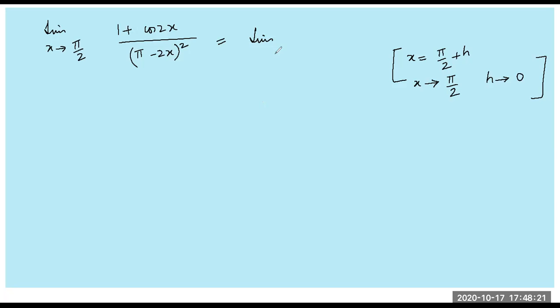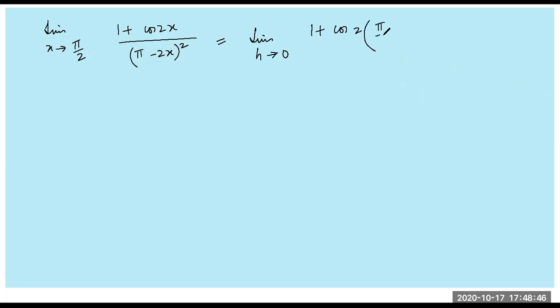So now we can change this. This would be equal to limit h approaches 0, since x approaches pi by 2 means h approaches 0, of 1 plus cos 2 instead of x, I will write pi by 2 plus h, and divided by pi minus 2 into pi by 2 plus h whole square, right? So how do we do it further?